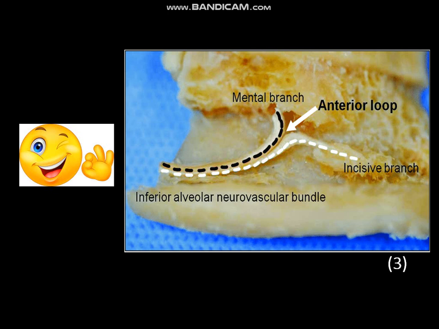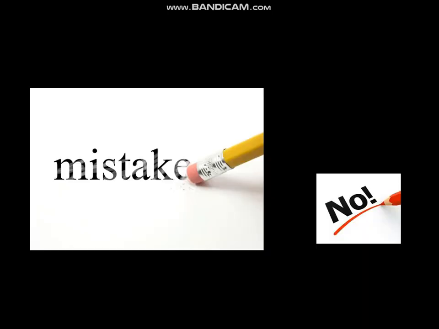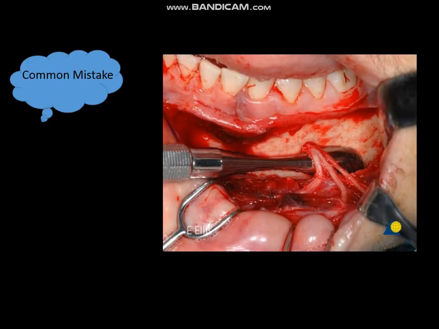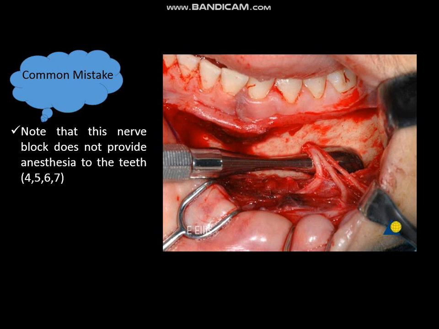There is also a common mistake in our clinical practice. When we want to give anesthesia to the mandibular premolars, we say give mental nerve block, but this is not the accurate name. The accurate name is the mental and incisive nerve block technique, because mental nerve block technique only provides anesthesia to the soft tissue anterior to the mental foramen, including the chin and the lower lip.